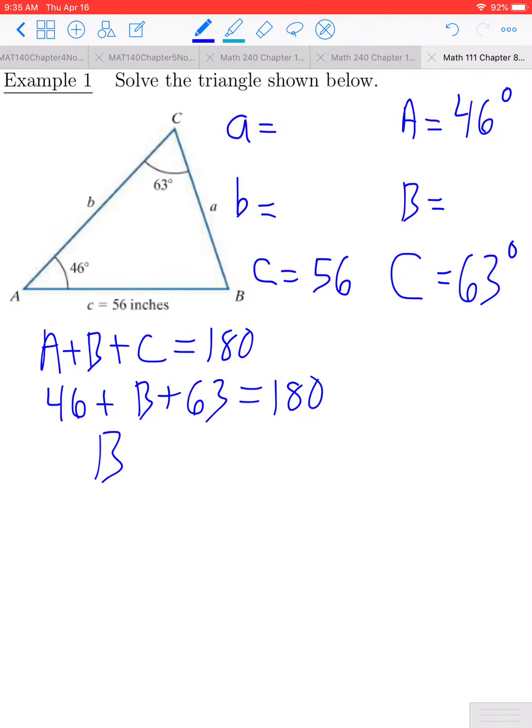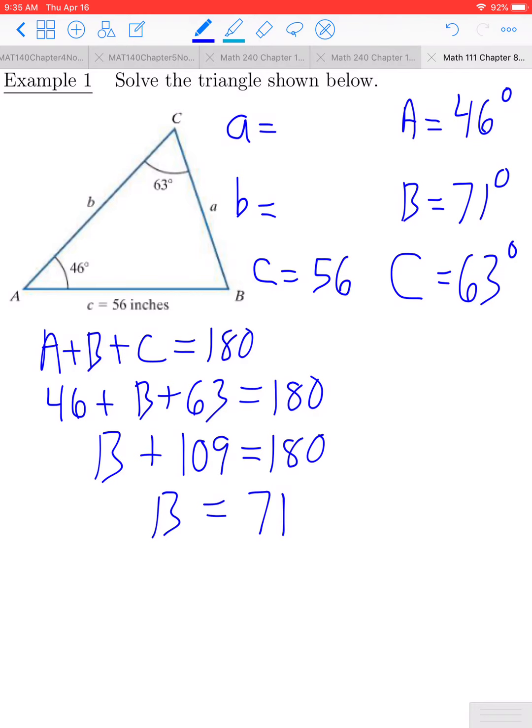That is, B plus, if I combine those, 46 plus 63 is going to be 109, would be equal to 180. And then subtract 109 from both sides. We would get that the measure of angle B is going to be 71 degrees. So we now know that B is 71 degrees. And now we're going to solve for either side a or side b next. Let's actually solve for side a.